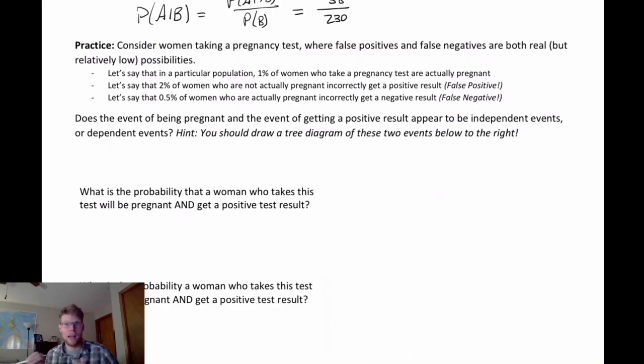So let's first back up for a second. What are independent events? What are dependent events? Independent events means that the likelihood of one happening does not affect the likelihood of the other. It means that these probabilities are constant in relation to one another, that if I know one piece of information, that doesn't give me any more information about the other.